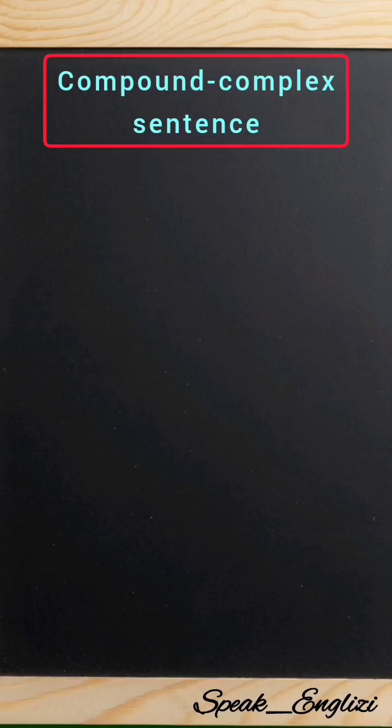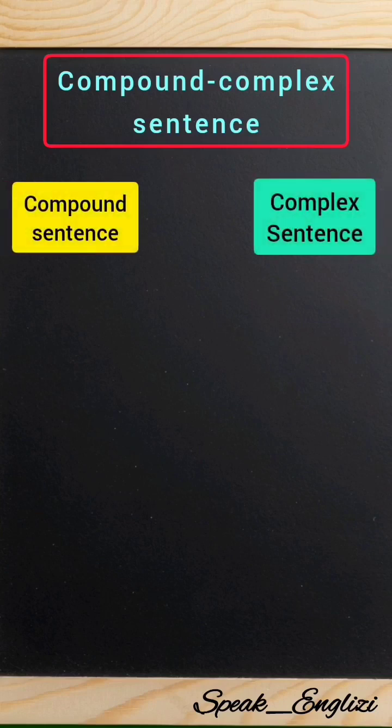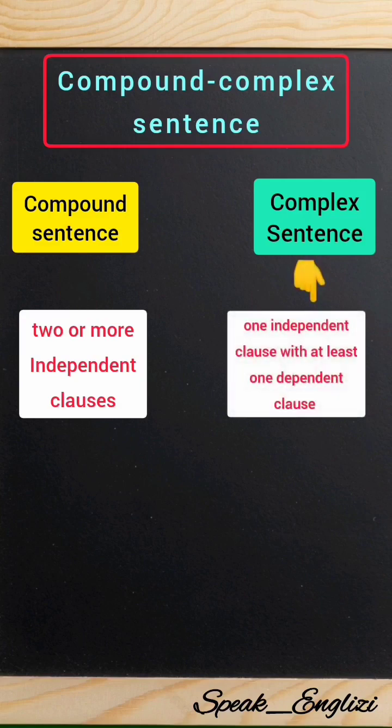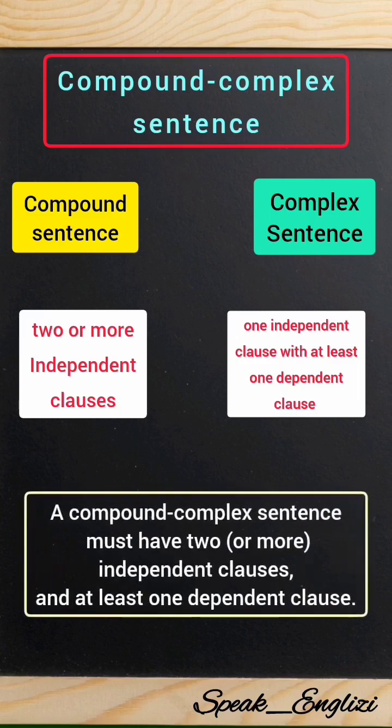A compound complex sentence consists of a compound and a complex sentence. A sentence is compound when it has two or more independent clauses. A sentence is complex when it combines one independent clause with at least one dependent clause. As a result, a compound complex sentence must have two or more independent clauses and at least one dependent clause.